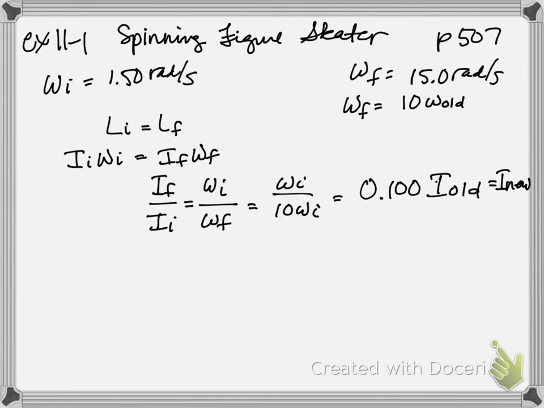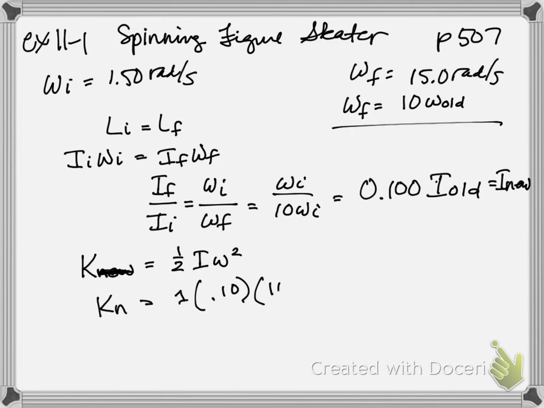Well, part B says, how does the kinetic energy change? So our new kinetic energy is, I guess we didn't do it this way, K is equal to 1/2 I omega squared. So my new kinetic energy, I put a 1 for the 1/2 because that's not changing. The new I is 0.10 or 1/10, however you like. The new angular speed is 10 times the old one. So I've got to put a 10 here.